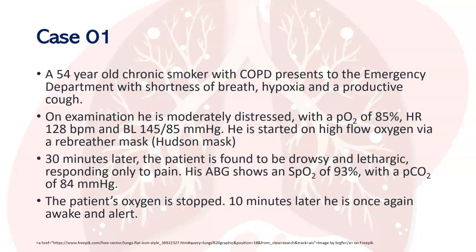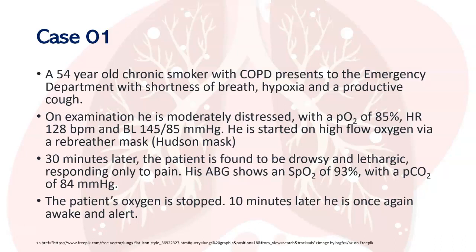As usual, we're going to start with a case. This is a 54-year-old chronic smoker with COPD who presents with shortness of breath, hypoxia, and a productive cough. He's moderately distressed, hypoxic, tachycardic. His blood pressure is normal. And he's been started on high-flow oxygen.